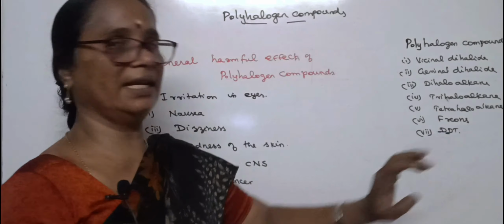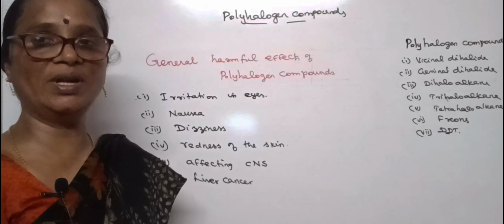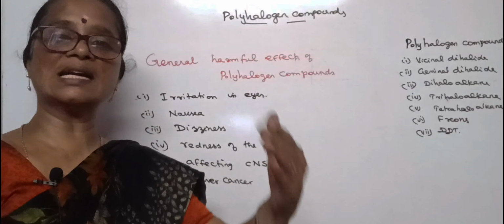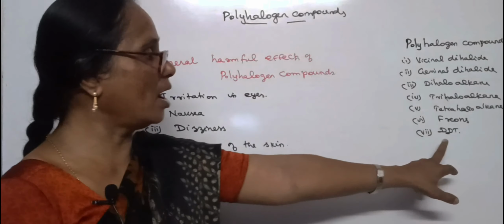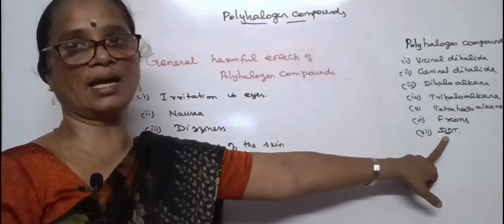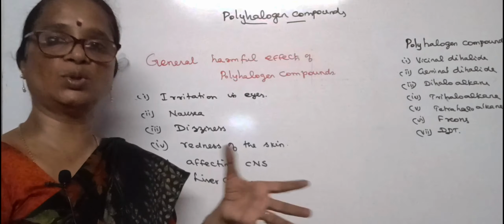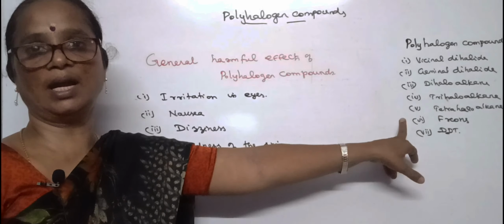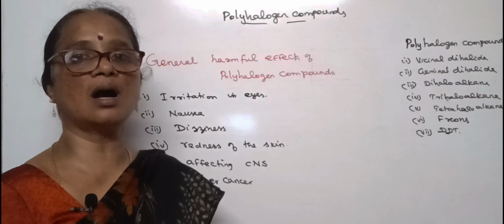And DDT actually gets metabolized in living cells, and hence DDT is transferred from one generation to another generation, and it may also be a cause for cancer. Freon is one of the pollutants to the atmosphere, and it depletes the ozone layer. So these are the harmful effects of polyhalogen compounds.